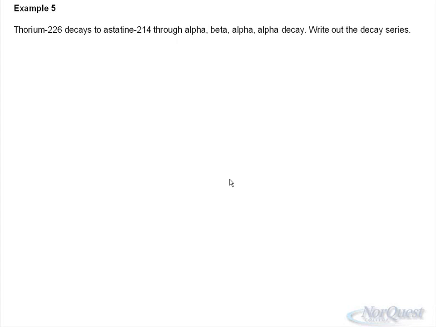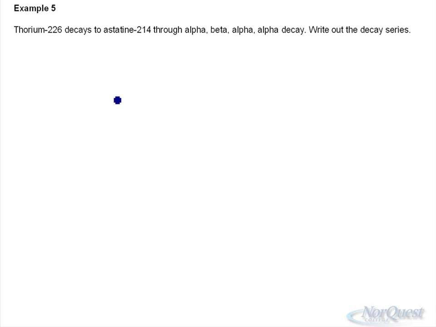Last example, we're going to write out a decay series. In this case we have thorium-226 decay to astatine-214 through an alpha beta alpha alpha decay. What we're going to do is write out the decay series. So we're going to write out the 4 reactions.